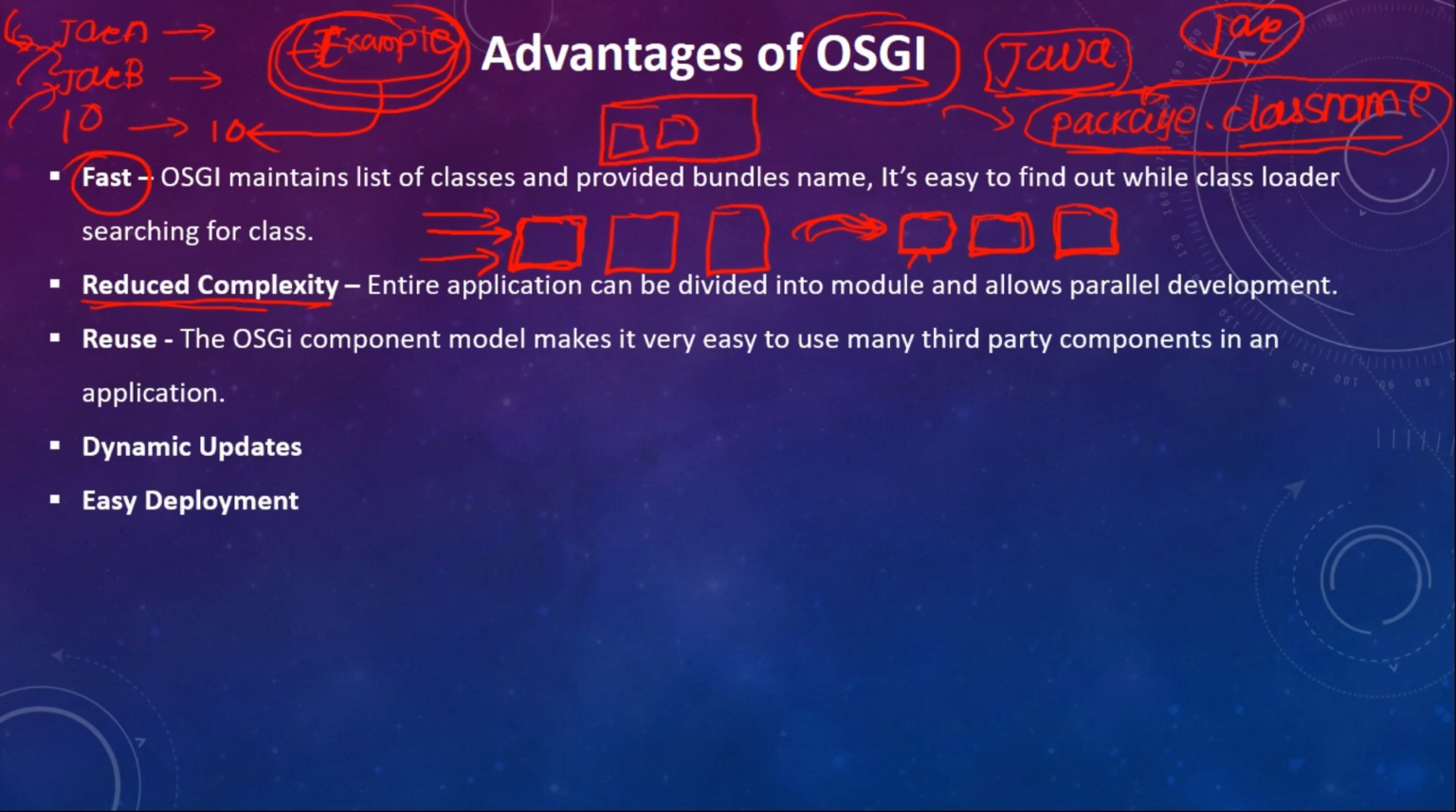You can divide this and you can develop it. Reusable means that when you are developing one module, you can use it anywhere. And the dynamic updates we already see. What does it mean by the dynamic updates?